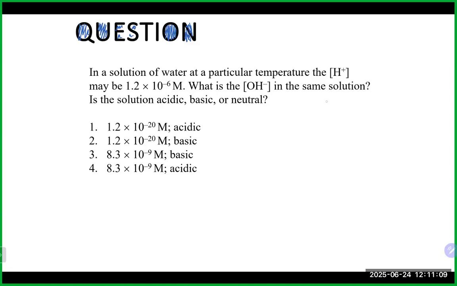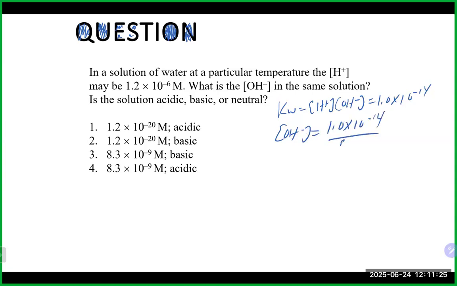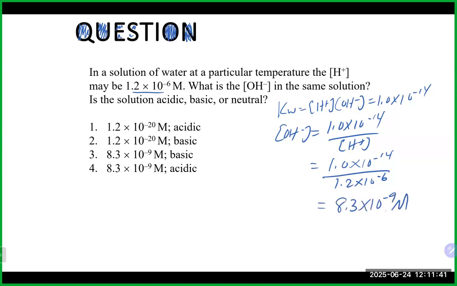Okay, so again here, we'll use our Kw, and in this case, we're looking for the hydroxide, so we'll solve for that. Hydroxide again is going to equal 1 times 10 to the minus 14 divided by our H plus. In this case, we got 1.2 times 10 to the minus 6. Putting that into our calculator will give you 8.3 times 10 to the minus 9 molar.